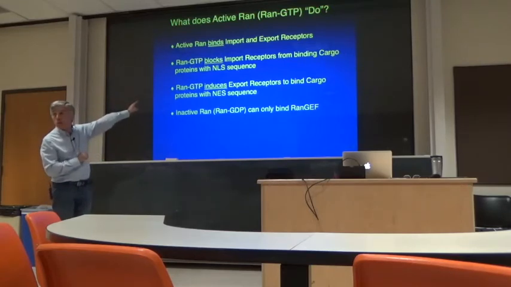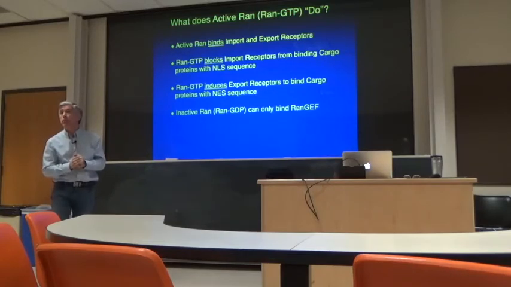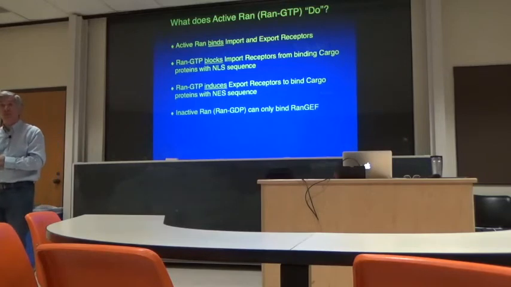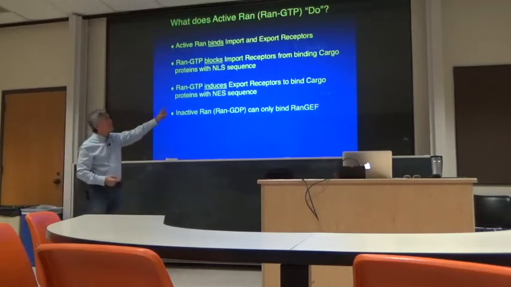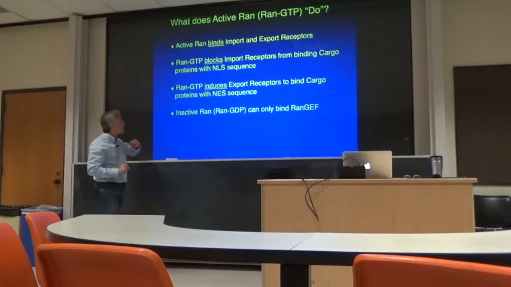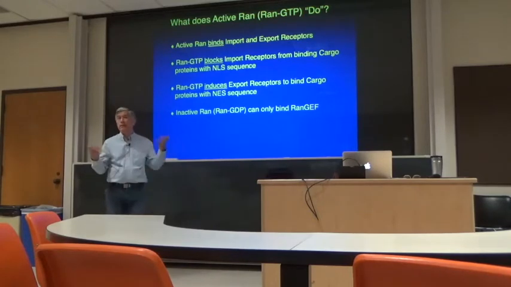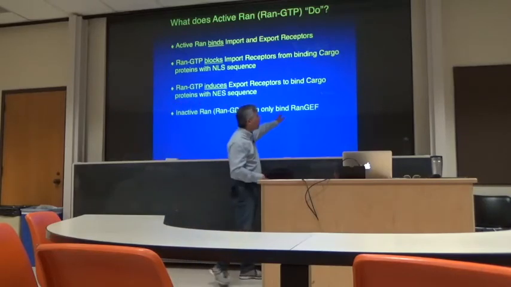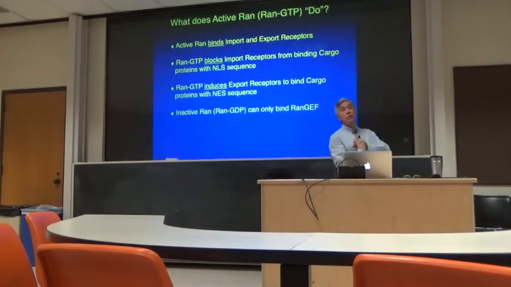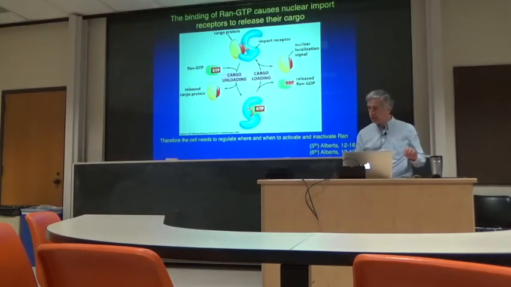We're going to go through all of this in the next few slides. It blocks the ability of import receptors to bind to their cargo proteins. But it does the opposite to the export receptors. That difference is going to be key in making the thing work one way or the other. And finally, inactive RAN with GDP bound is inactive, and doesn't interact with anybody other than RAN-GEF to pick up a new GTP. So that's illustrated here in this figure from your textbook.